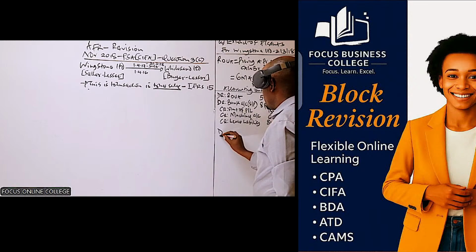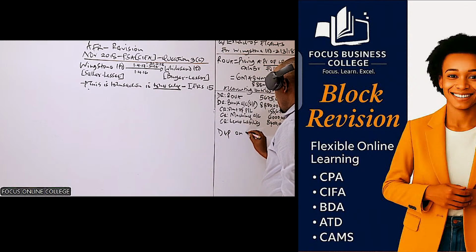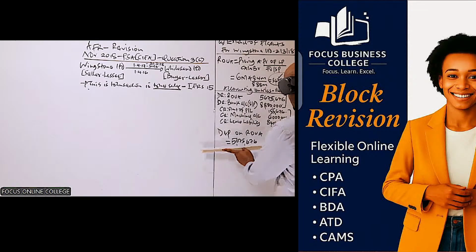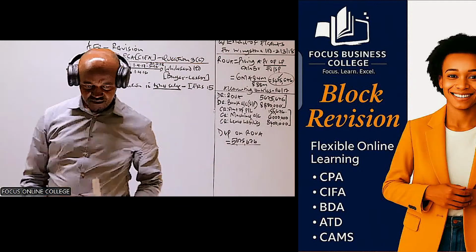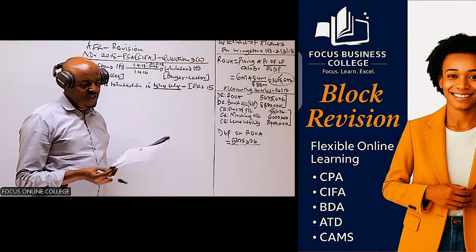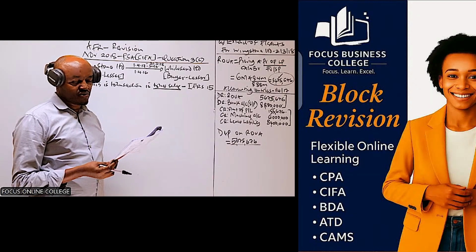So the depreciation on the right of use asset will be equal to the value for the right of use asset, 56.75, 676. Then this will be depreciated over a period of how many years? This will be depreciated for the time the asset was leased.